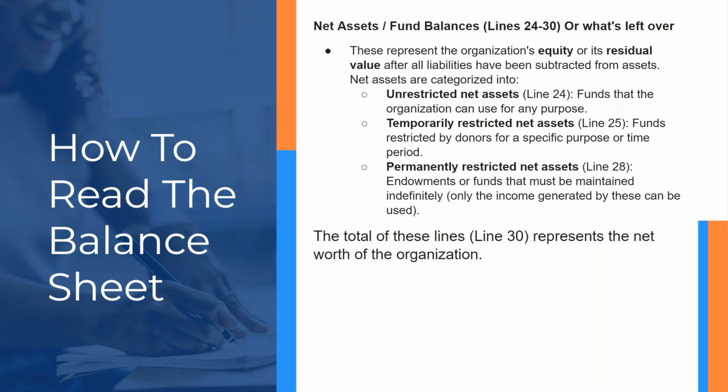Temporary restricted net assets, which are funds restricted by donors for a specific purpose or time period. Or permanently restricted net assets, which are endowment or funds that must be maintained indefinitely. Only the income generated by these can be used. The total of these lines represents the net worth of the organization.